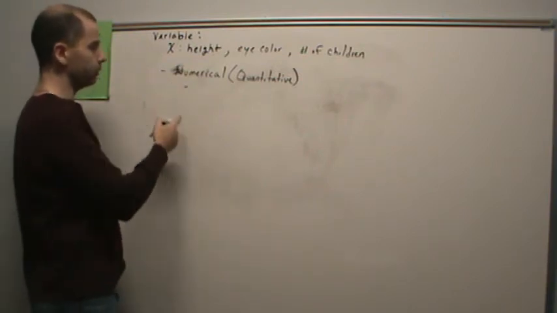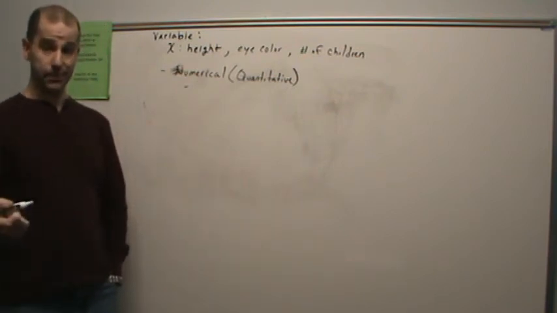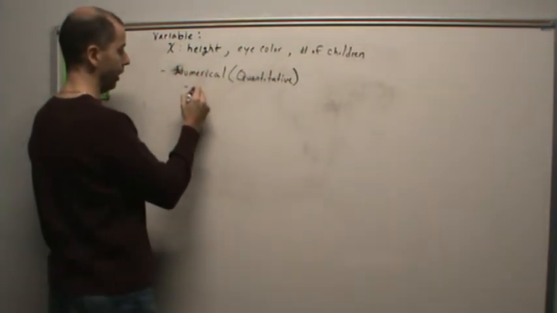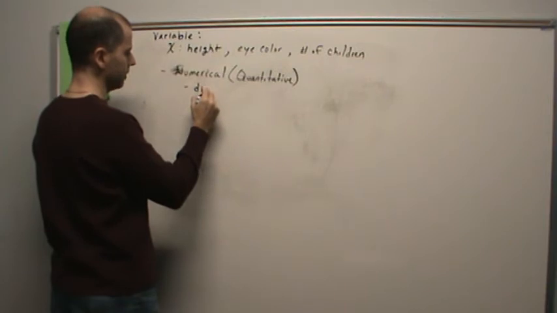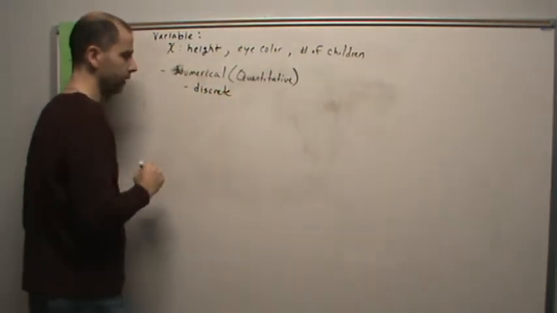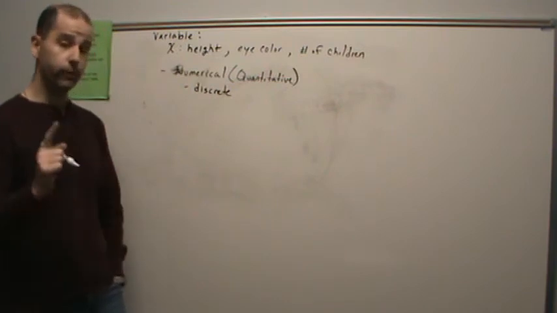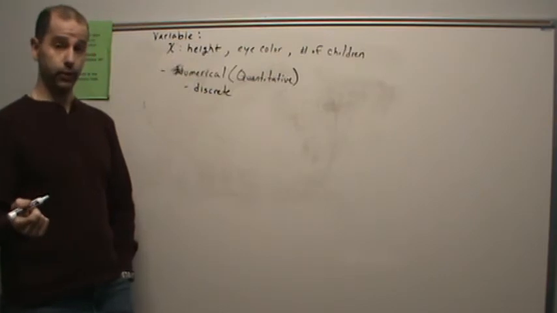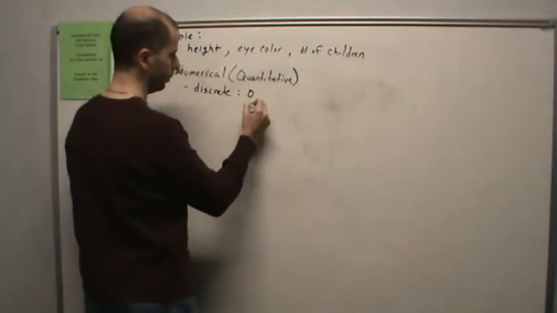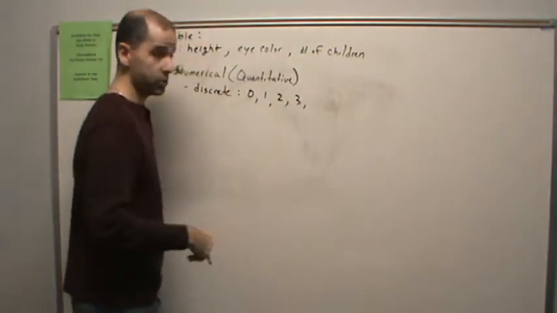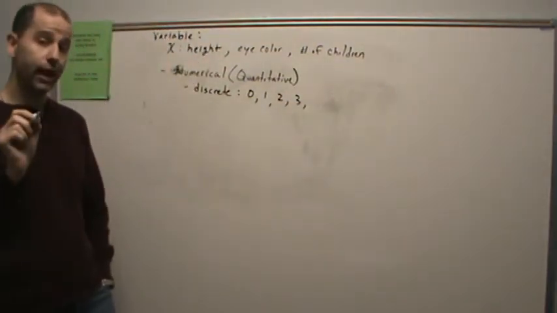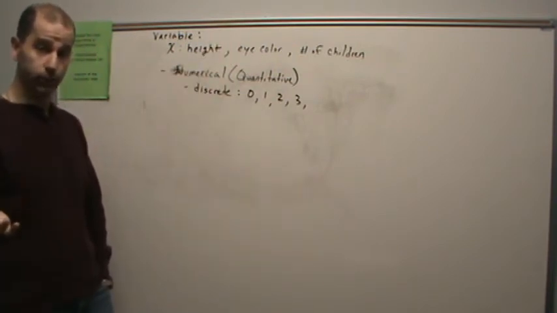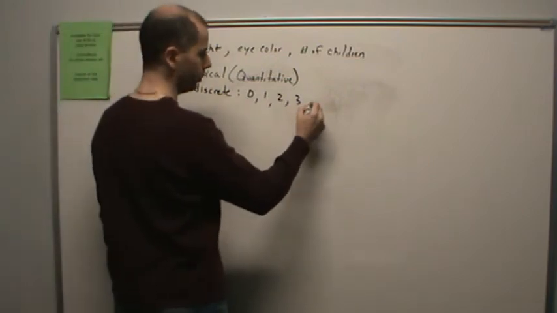Now, under numerical variable, you have two types of numerical variables. You could have numerical variables that are discrete. What's a discrete numerical variable? Those are variables that only take on whole number values, so we're talking about 0, 1, 2, 3. In other words, they're countable, or what we call countably infinite. It could be an infinite number, but as long as we can count it using whole number values: 0, 1, 2, 3, and on.